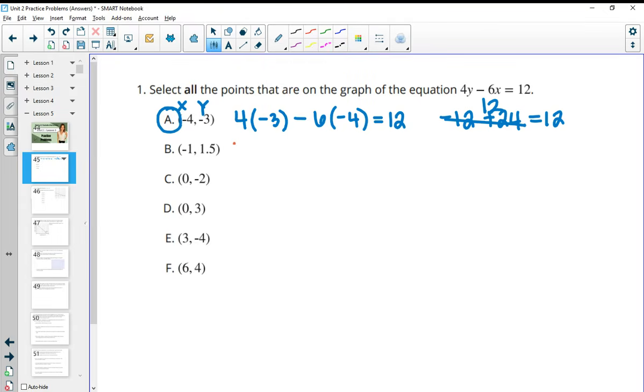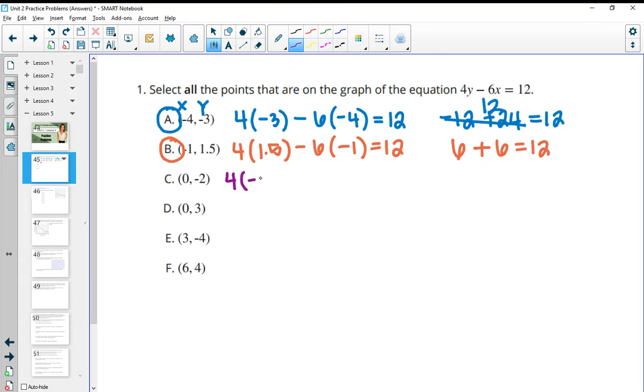B, we'll do the same thing. So 4 times the y coordinate of 1.5 minus 6 times the x coordinate of -1, and we'll see if this equals 12. So 4 times 1.5 is 6. -6 times -1 is +6. And 6 plus 6 equals 12. So B is a solution.